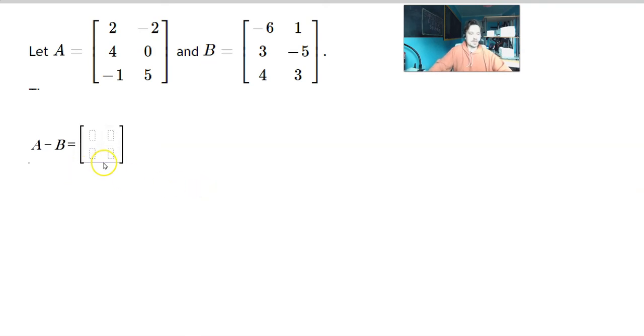So this is a 3 by 2. I need to add a row. Okay, so I'm going to have a 2, I'm going to have a negative 2, and I'm going to have here a 4, a 0, negative 1, and a 5.